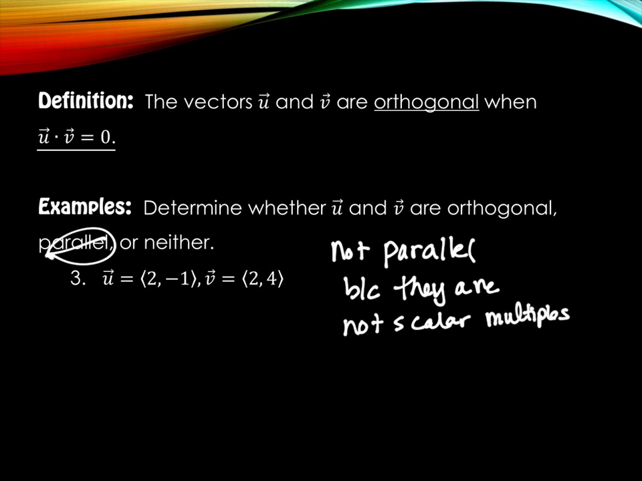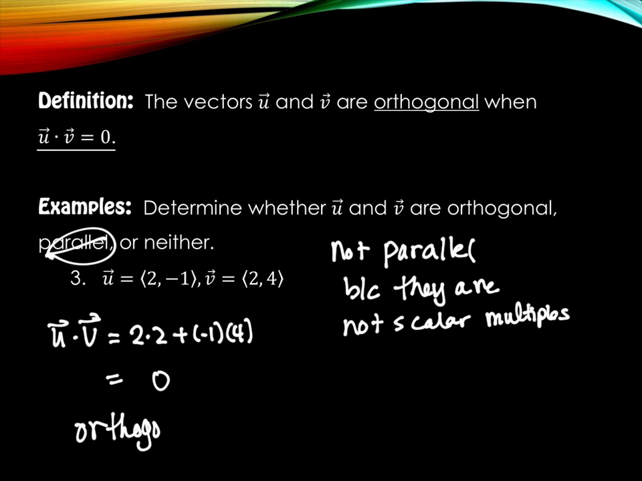So let's check the dot product. We're going to do u dot v, and this will check for us if they're orthogonal. So if I do 2 times 2 plus negative 1 times 4, what happens? It's 0. So they're orthogonal, right? That's how easy it is to process that. They're orthogonal to one another.